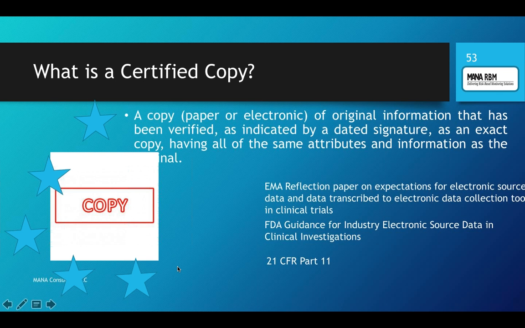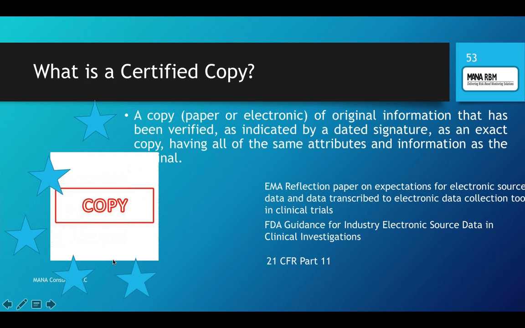Now, here's my other 5-star for today's, and that is, what is a certified copy? And this is in 21 CFR. It's also in the EMA reflection paper and the FDA paper. It's a copy of an original information that has been verified, as indicated by dated signature, as an exact copy, having all the same attributes and information as the original. So you take a paper document and then you make a certified electronic copy, and now you can use that certified electronic copy to do whatever you would originally plan to do in paper.